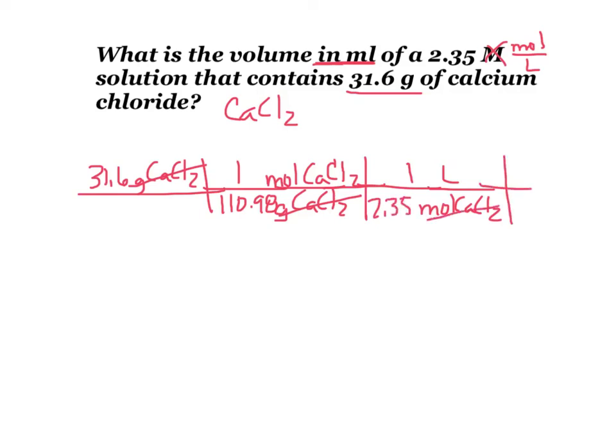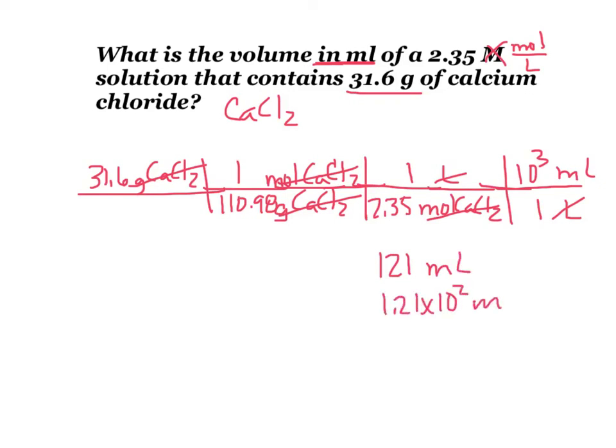Now moles cancel out, and I want to get to milliliters because that's what the problem asked me to find. And so I put liters here and milliliters here. For every 1 liter, it's 10 to the 3rd milliliters. And so then I plug this in my calculator, multiply everything on top, divide by everything on bottom. And I got in 3 sig figs 121 milliliters, or 1.21 times 10 to the 2nd milliliters. And so that is my volume in milliliters. Always got to look at what you're given and what you're asked to find and work your way through it.